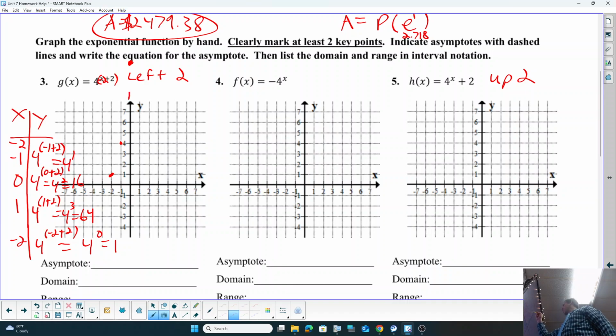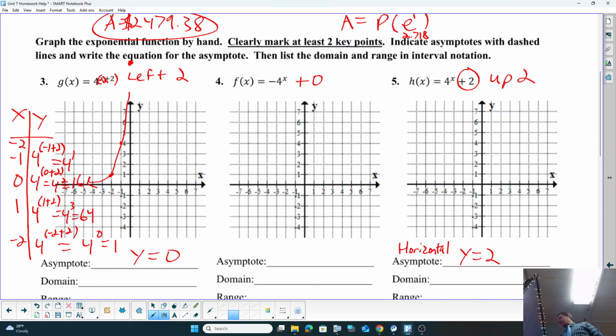And so this thing's going to take off. It's going to come down and go along the asymptote there, at y equals 0. And then this one also has an asymptote of 0, but this one has a horizontal asymptote at y equals 2. And so it's horizontal because it's y equals.